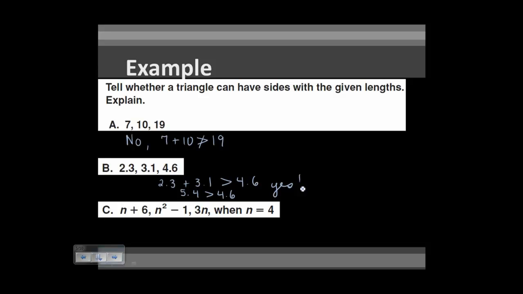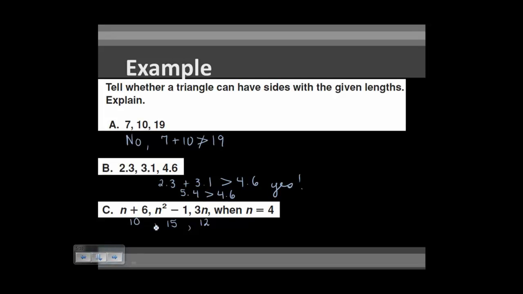For this last one, they give us expressions, but then at the very end, they tell us that n is equal to 4. So what I'm going to do is plug in 4 for n here. That gives me this side of 10. If I plug in 4 here, this gives me 4 squared, which is 16, minus 1, which is 15. And if I plug in 4 here, I get 12. So now those are the three side lengths that I'm really dealing with.